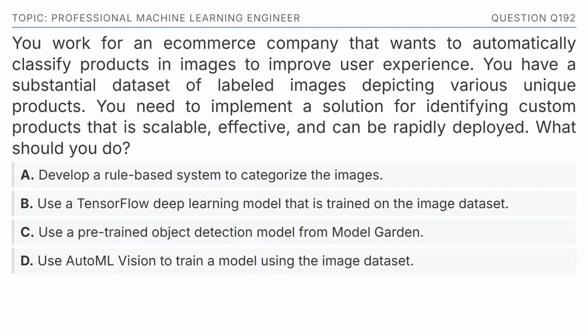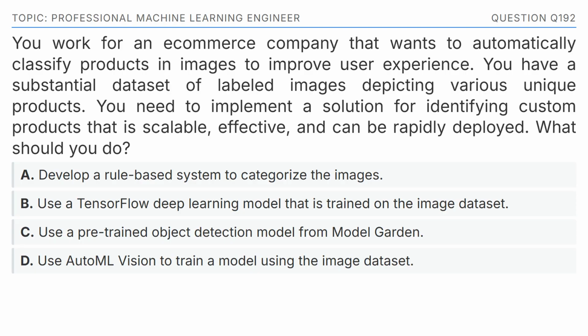You work for an e-commerce company that wants to automatically classify products in images to improve user experience. You have a substantial dataset of labeled images depicting various unique products. You need to implement a solution for identifying custom products that is scalable, effective, and can be rapidly deployed. What should you do? The options are: Option A, develop a rule-based system to categorize the images.